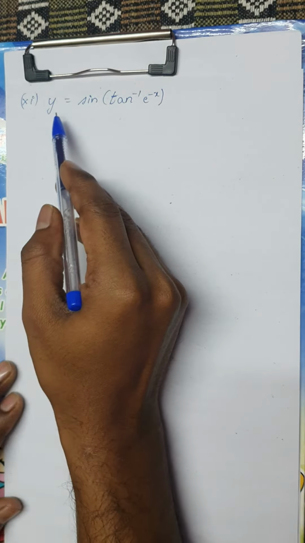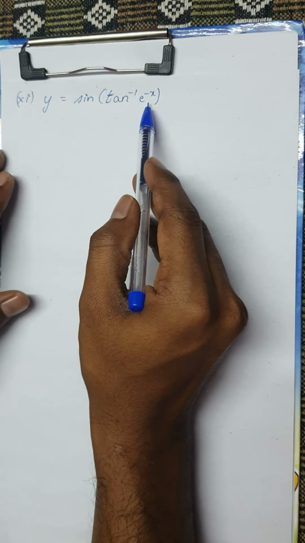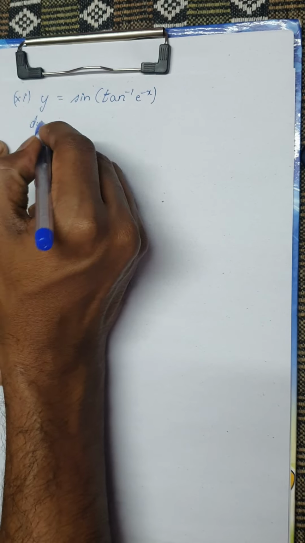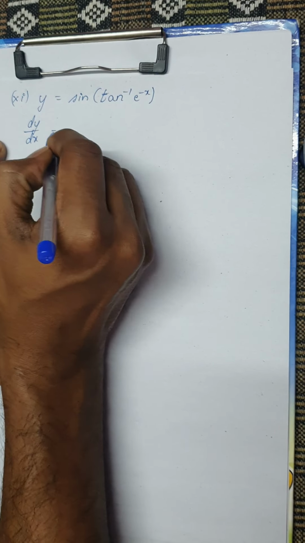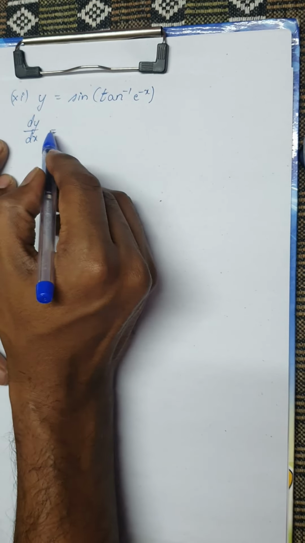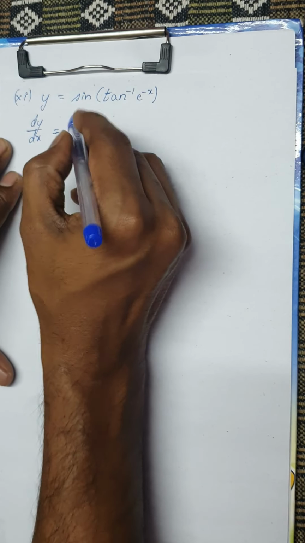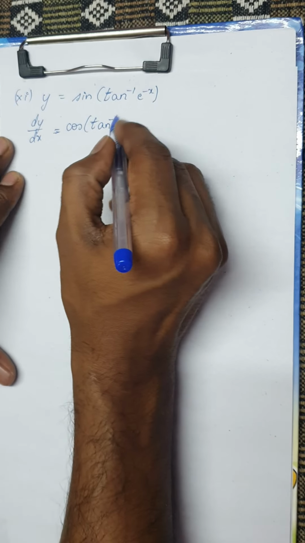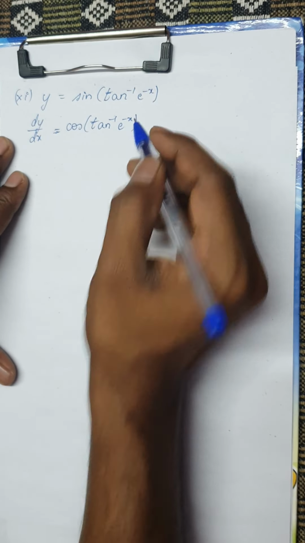Moving on to the next question, friends, I have y is equal to sine of tan inverse of e power minus x. Remember, this question cannot be asked for 1 mark. This is more than a 1 mark question. It should be asked for 2 marks. But see, in CET you can be asked for a single mark itself. So the derivative of sine of f of x is cos of f of x. F of x here is tan inverse of e power minus x.